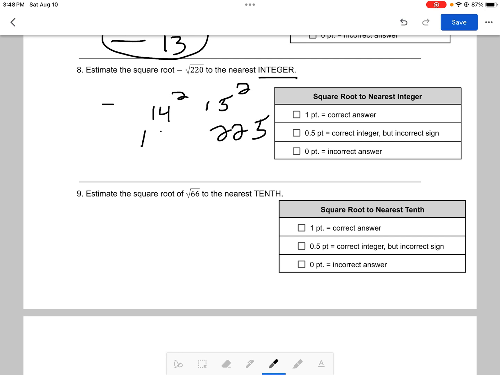gives me 196. So if I'm estimating this to the nearest integer, I need to decide which one the square root of 220 is closer to. 220 is a lot closer to 225 than it is 196. So if I had to estimate to the nearest integer which is closer to the square root of negative 220, I would say 15. And again, don't forget that negative. So the answer would be negative 15 for number 8.